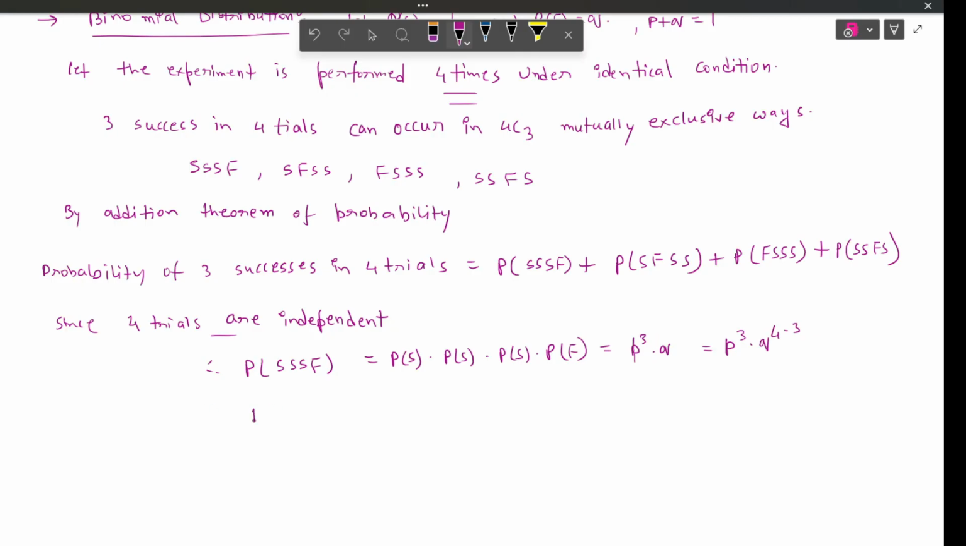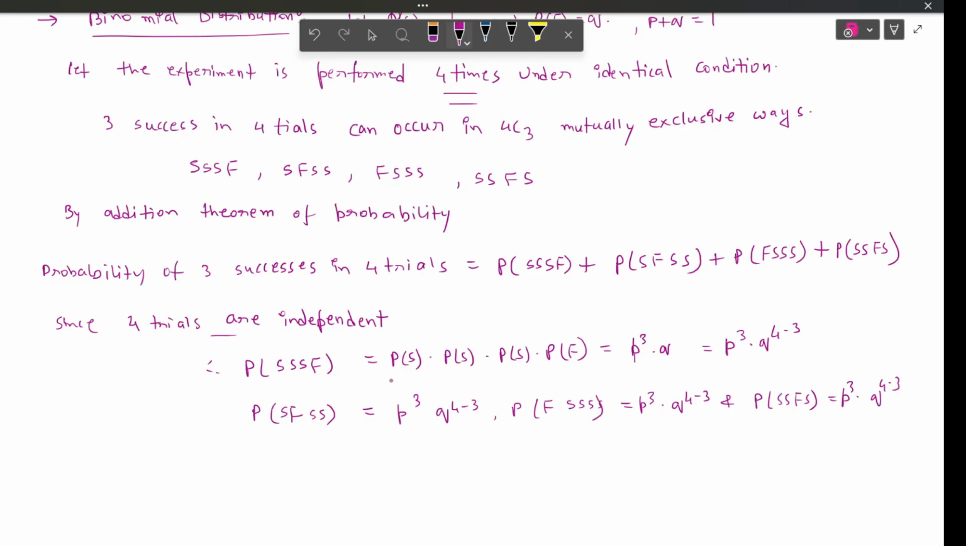Similarly, we can have probability of success, failure, success, success. It should be p cube q to the power 4 minus 3. In this manner, probability of failure, success, success, success should also be p cube and q to the power 4 minus 3. And probability of SSFS will also be p cube q to the power 4 minus 3. Okay.